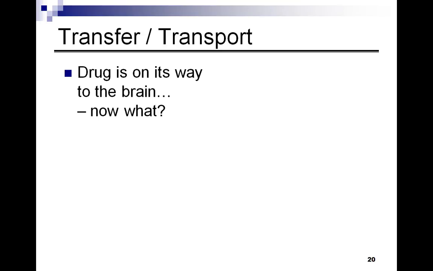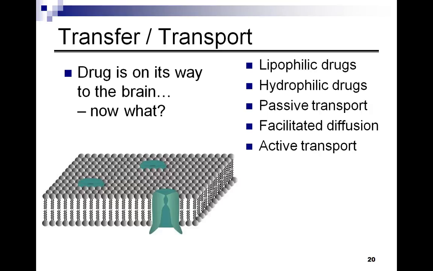We've talked about absorption and distribution of drugs, and it's time to talk about transfer and transport. We know the drug is on its way to the brain, and what actually has to happen?